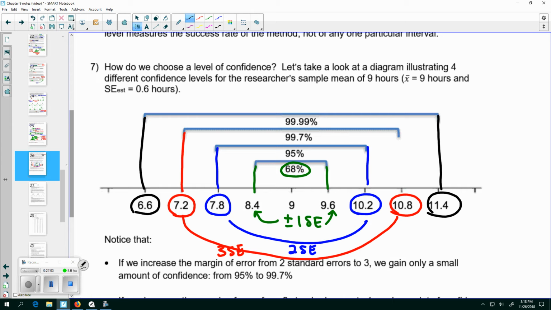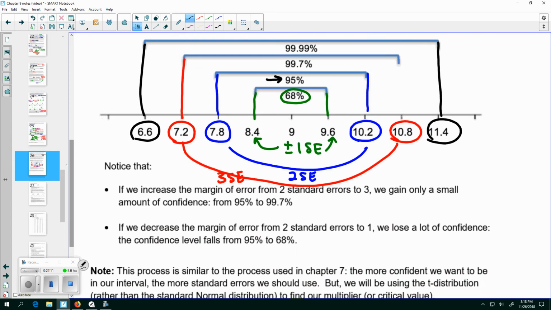So typically we choose this 95%. That's again the most common one, just like chapter 7, because of that increase in confidence without having to widen the interval too much. All right, so some notes here. If we increase the margin of error from 2 standard errors to 3, we gain only a small amount of confidence, from 95% to 99.7%. If we decrease the margin of error from 2 standard errors down to 1, we lose a lot of confidence, and the confidence level falls from 95% to 68%. So 95% is kind of the happy middle, where we've got a lot of confidence, but we didn't have to make the interval too wide to accommodate that.